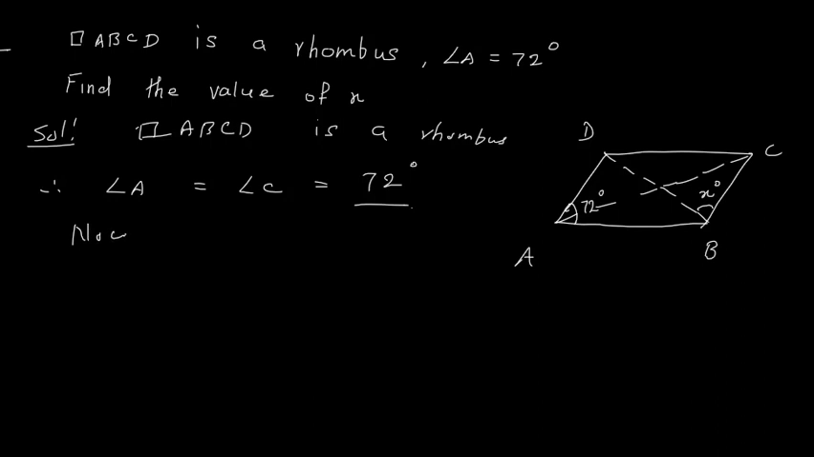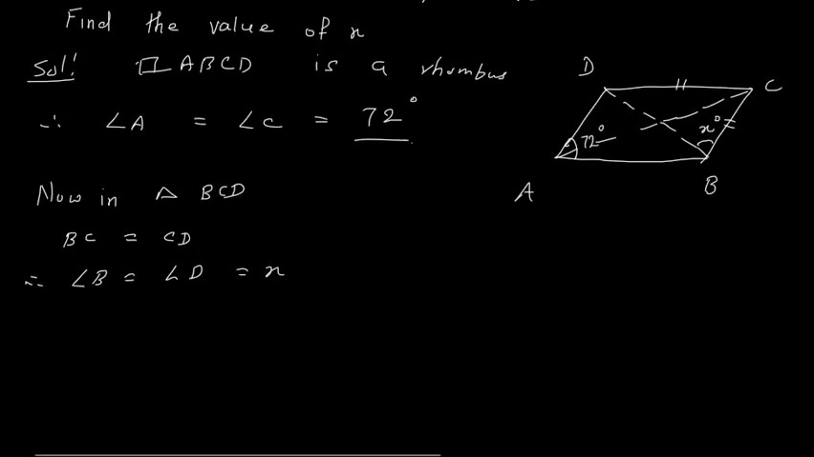Now in triangle BCD, BC equals CD, as all sides are equal since ABCD is a rhombus. So this side and this side are equal, so angle B equals angle D equals x.